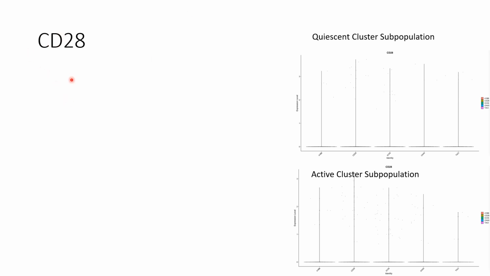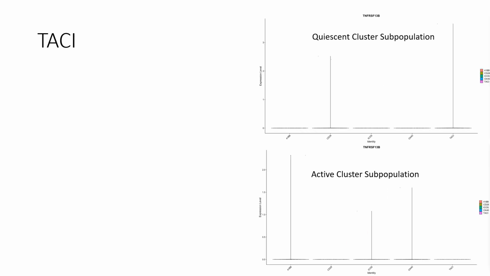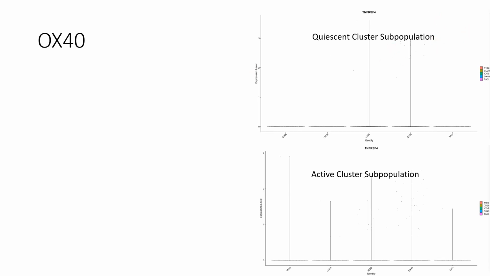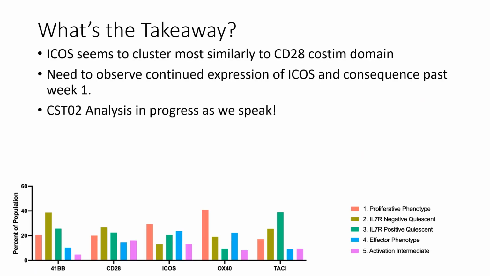So you can't find any CD28 upregulation in the CD28 group. You can't find TACI upregulation in the TACI group. I wouldn't believe these as outliers. I could say the same about OX40 over here, OX40 over here. Yeah, so what exactly can you take away from here?